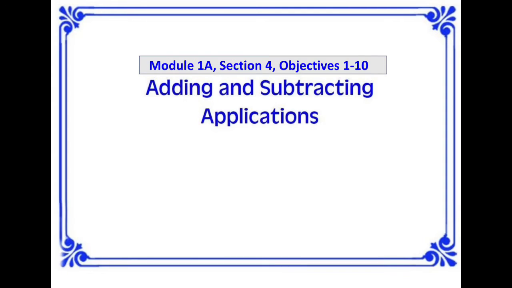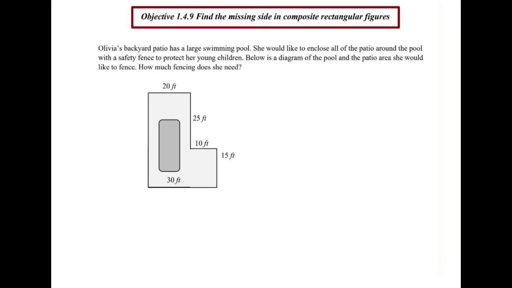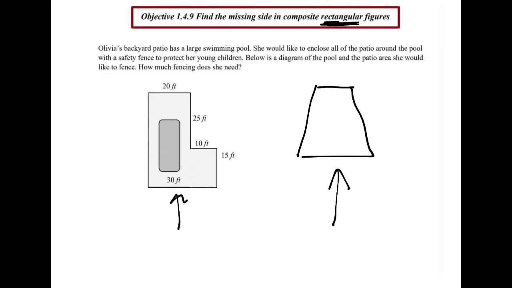Module 1, Section 4, and this video is going to be on Objective 9. It says, find the missing side in a composite rectangular figure. Now this is important because we know that the sides are going to be parallel. They're not going to get closer together as you get further along. So like this, that's really bad, but that's not a rectangle, is it? It's a trapezoid, if you remember what those are. But you can't tell from this one what the sides are. But this one, because they're nice right angles and straight lines, you're going to be able to figure it out.